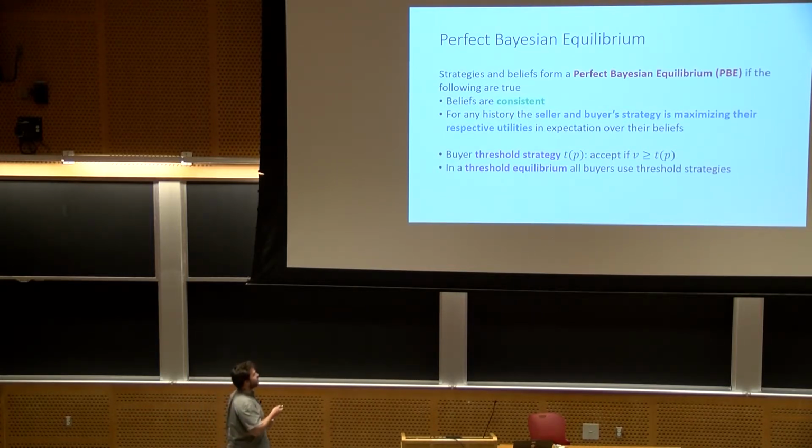And a particular refinement of equilibrium we're going to consider is what we call threshold equilibria. A threshold equilibrium is an equilibrium where the buyers are using a threshold strategy. What is a threshold strategy? It's a simple strategy where the buyer, given any price p, will accept the price p if their value exceeds a certain threshold that depends on that price. So it's not randomized, and it's monotone, I would say, in terms of value.